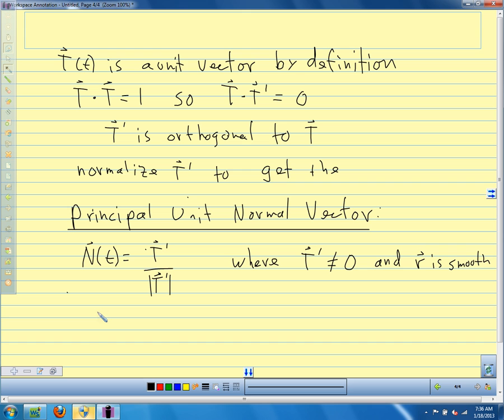Couple of things about the unit normal vector. N points to the concave side of the curve. And the other way you could think of it is it points in the direction that the object is turning, if we're thinking of motion. So it points to the concave side of the curve or in the direction that your object is turning.